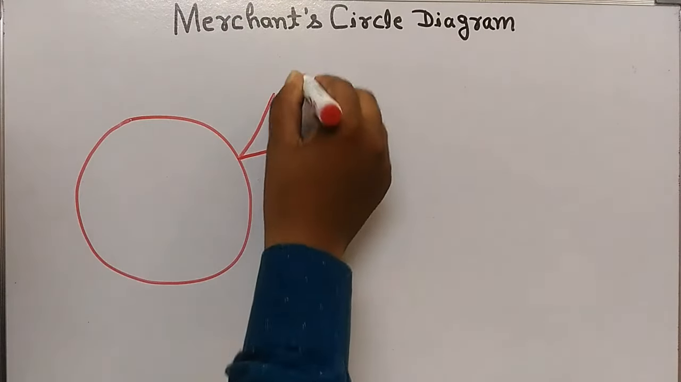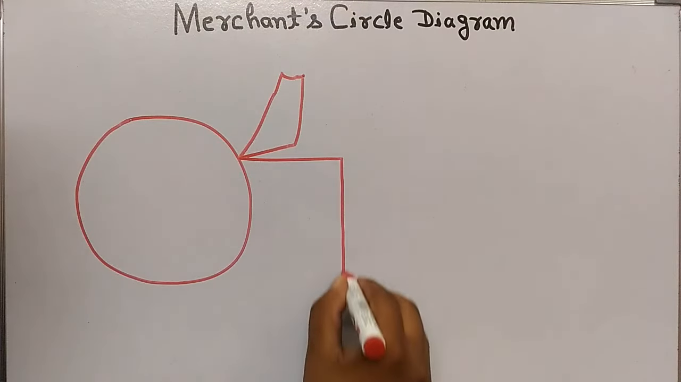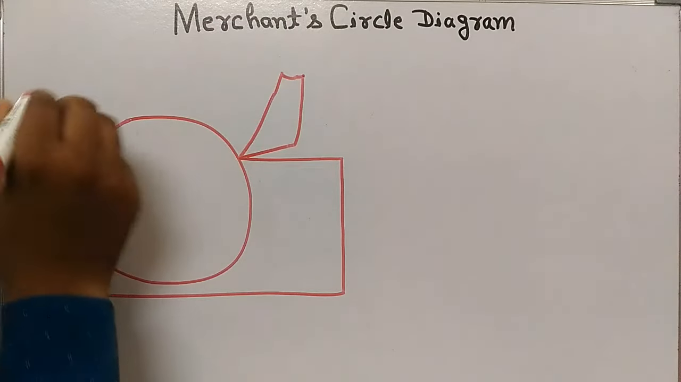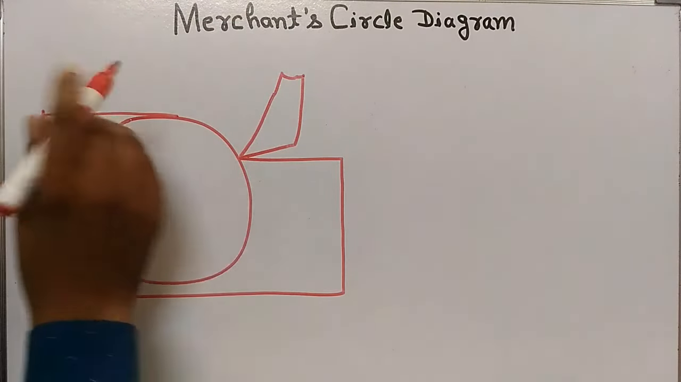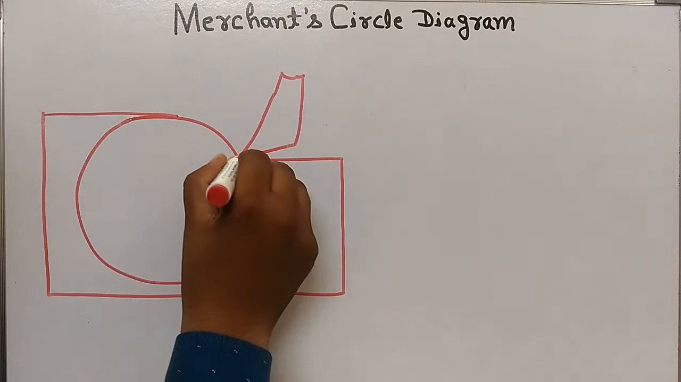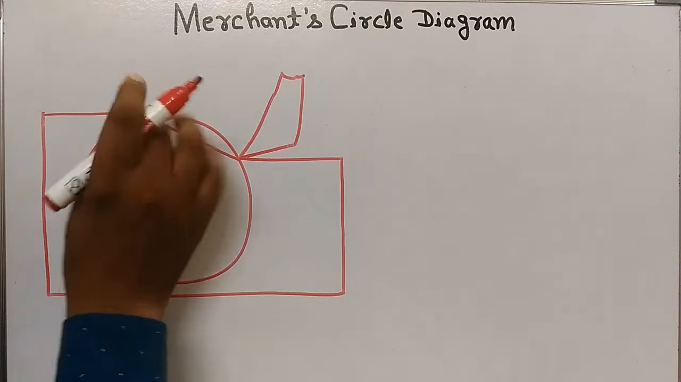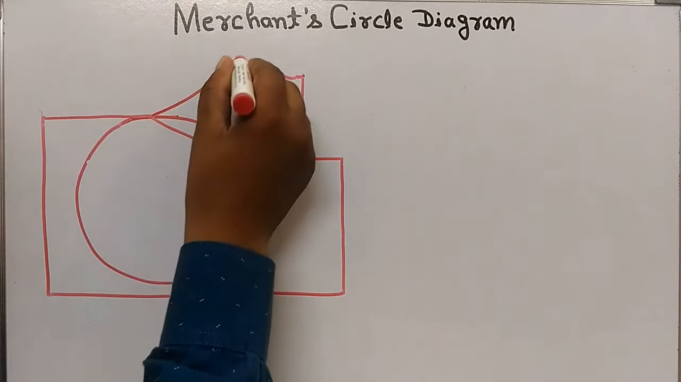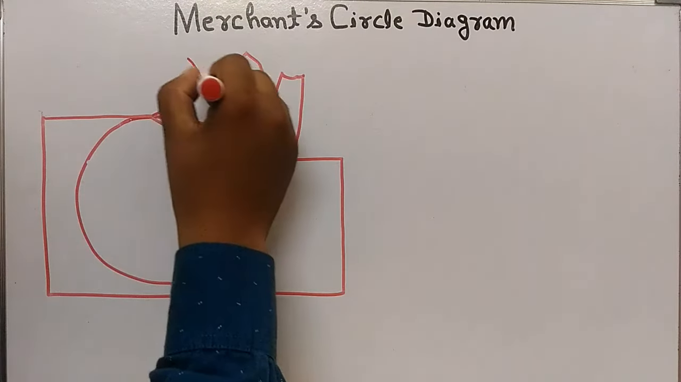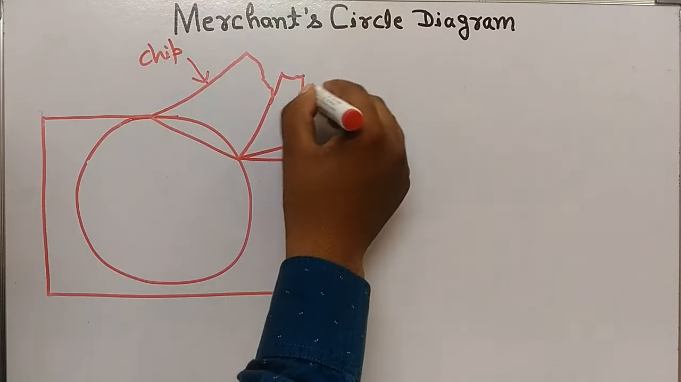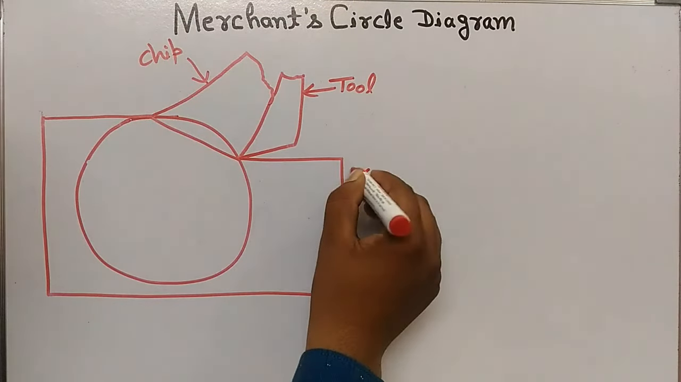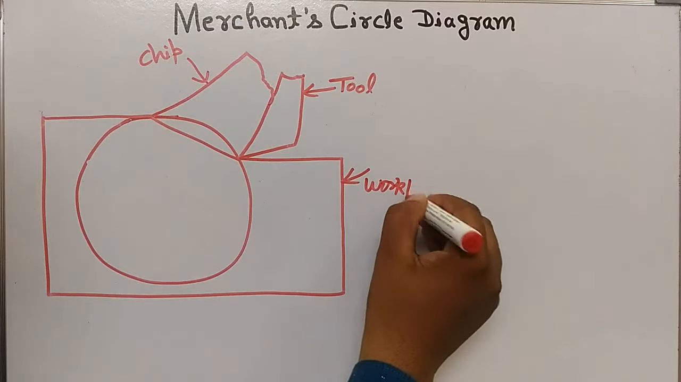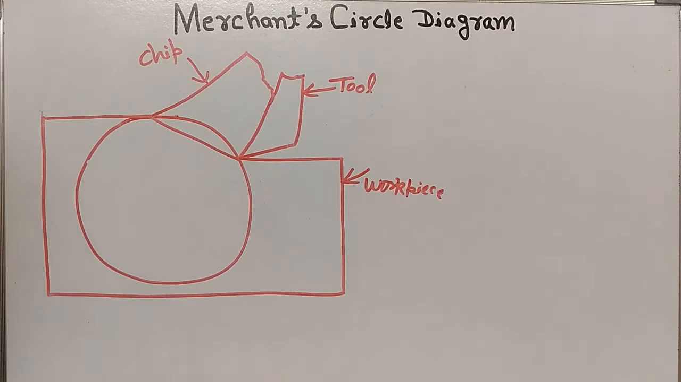This is tool, and this is workpiece. This is workpiece. This is workpiece. This is chip. Tool, workpiece. When tool moves in this direction, cutting takes place and chip is formed, and some forces are implied during the cutting.